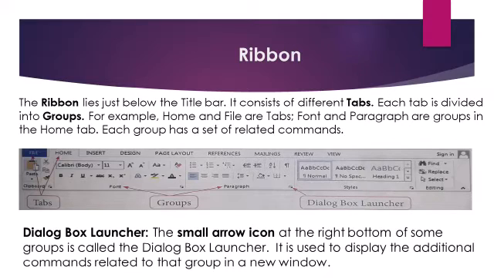Dialog box launcher. The small arrow icon at the right bottom of some groups is called the dialog box launcher. It is used to display the additional commands related to that group in a new window. With the help of these tabs and groups, we can style our document or change its appearance as desired. They also help in text alignment, hence they are very important and useful tools.